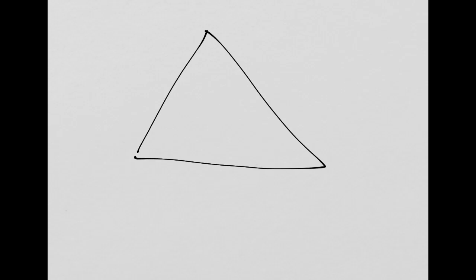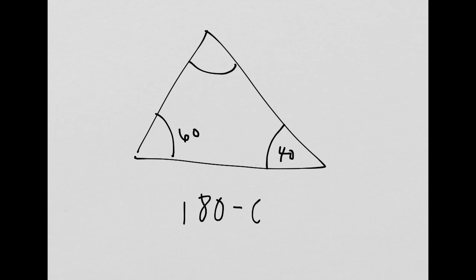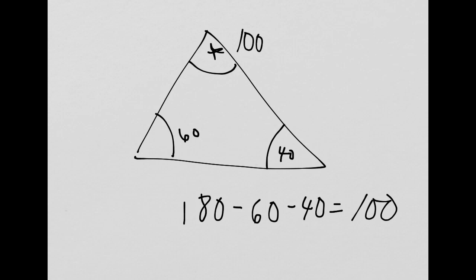The other thing that you need to remember is that all angles inside a triangle add up to 180. So if I know that this angle is 60 degrees and I know that this angle is 40 degrees, then in order to find this angle here, all I need to do is subtract 60 and 40 from 180. And so that would be 100 degrees.